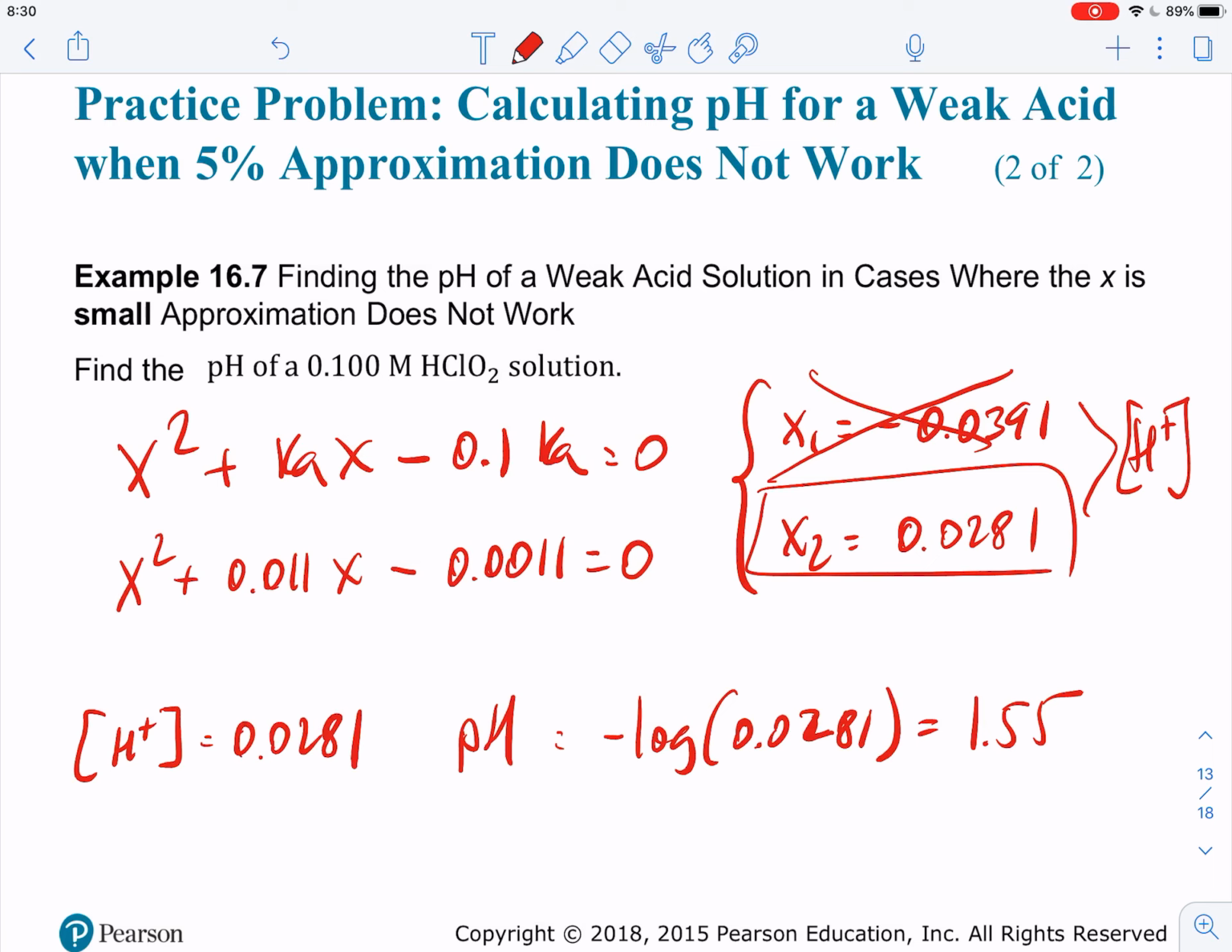Now, one thing to notice here is that you have to compare this number, 0.0281, compared to 0.1. This is about 28% difference that you have for the acid. So it's a significant impact on the concentration of the acid. Okay, so that Ka is rather large.